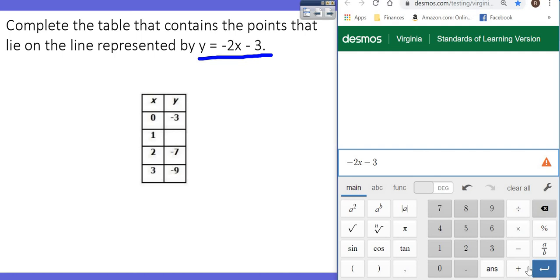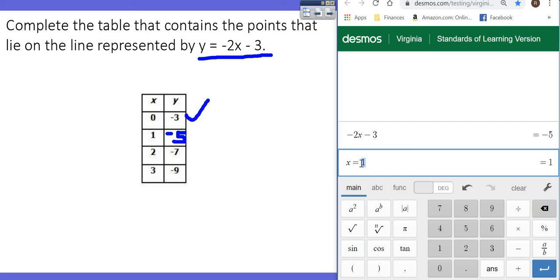And just to make sure that I typed everything in correctly, -2x minus 3, I'm going to put in x equals 0. I got a -3, which tells me that I'm right. So I always want to check my equation. I don't ever want to just take a chance and not check it. I'm going to put in x equals 1, and that gives me a -5 that goes there.